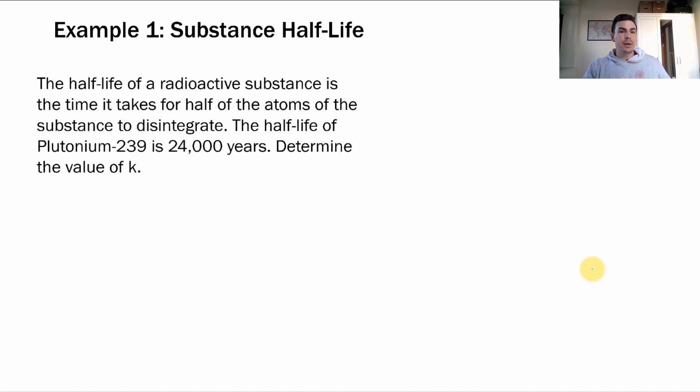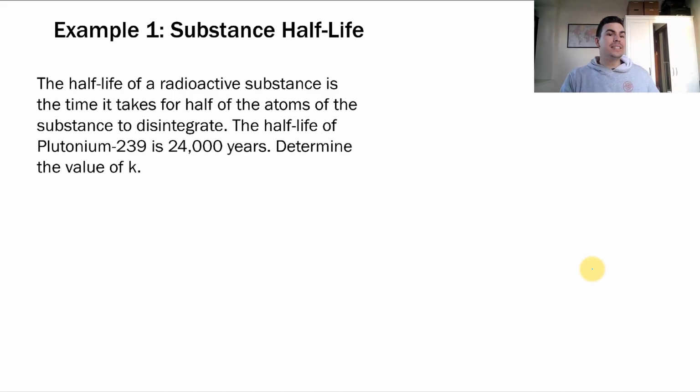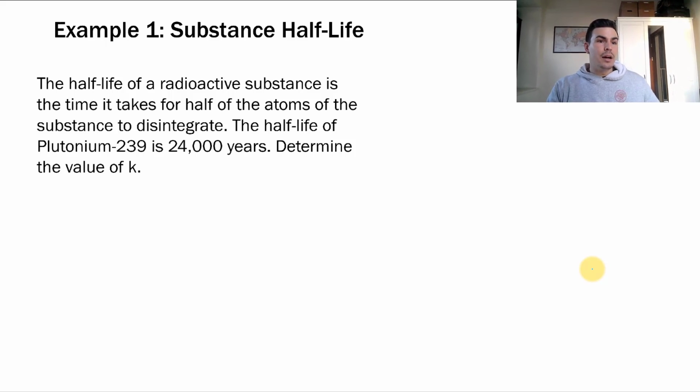Okay, half-life of a radioactive substance is the time it takes for half of the atoms of the substance to disintegrate. The half-life of plutonium-239 is 24,000 years. Determine the value of k. So really we're determining the rate of continuous decay, right?